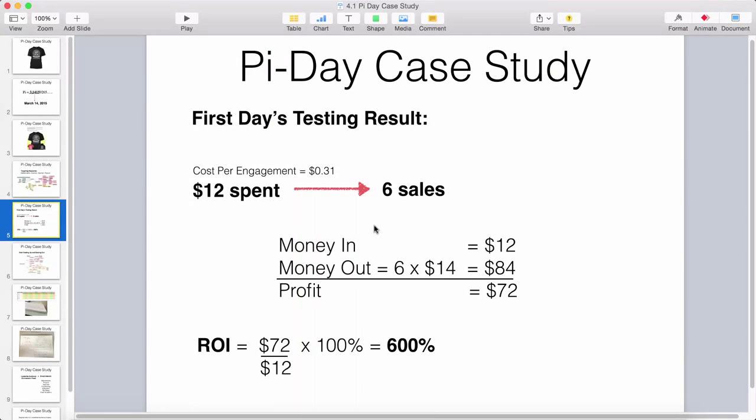Then I did testing to see how the market will respond to my design. On the first day, the cost per engagement was quite high, which is 31 cents per engagement, which is pretty high for PPE, but the conversion rate is crazy. On the first day, I checked for $12 spent, there were 6 conversions. So money in $12, money out 6 times $14 per set, 84. So the profit is 72. The ROI is 600%. I was like, this is going to be big.